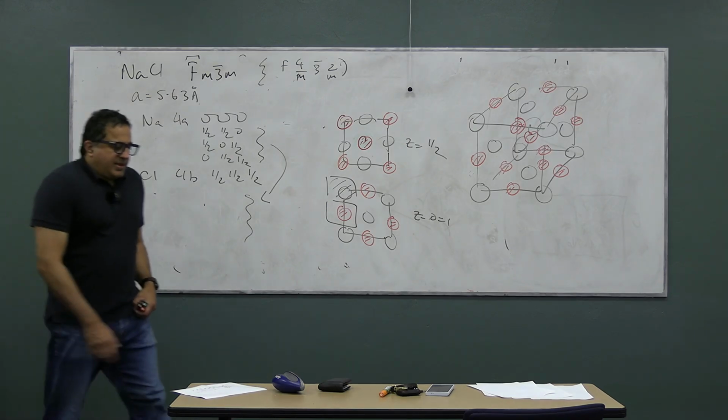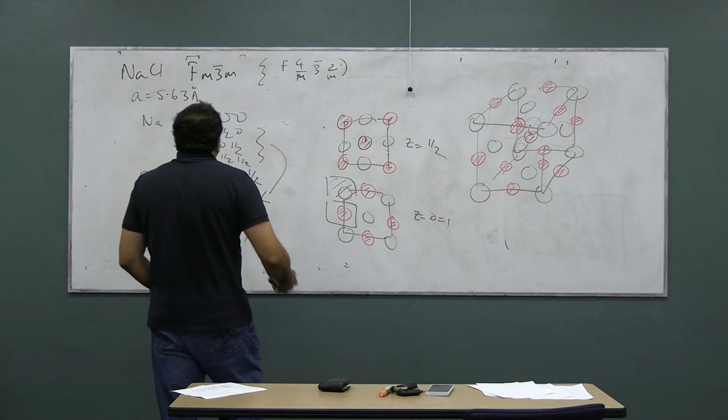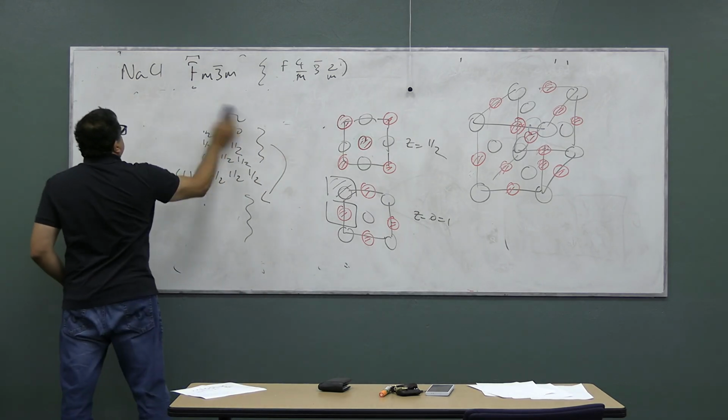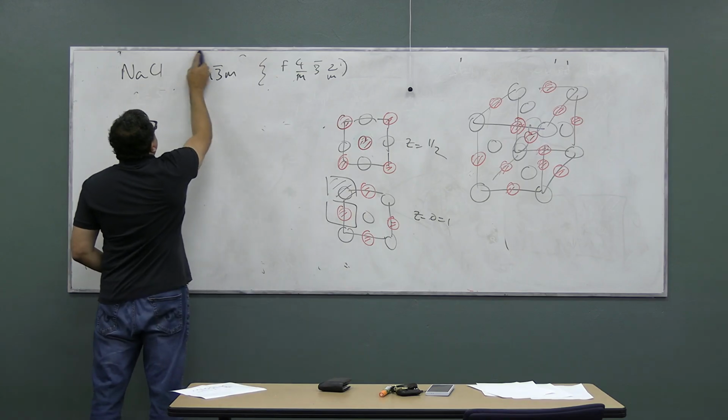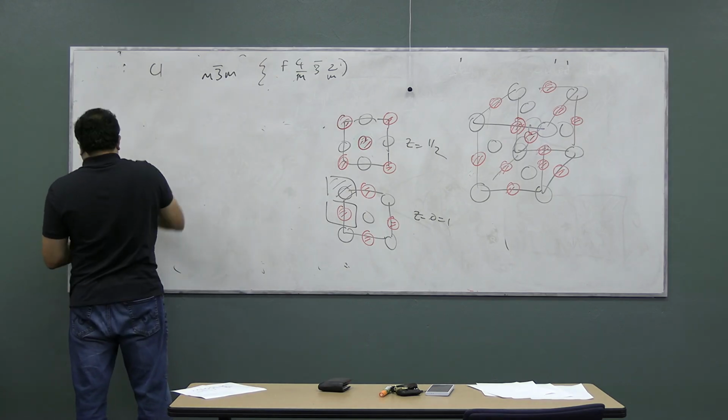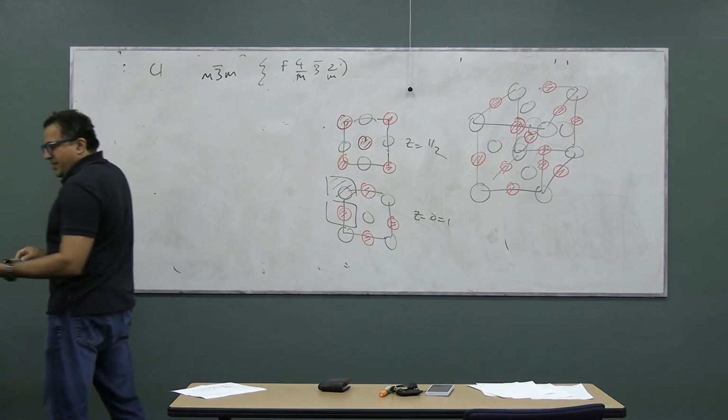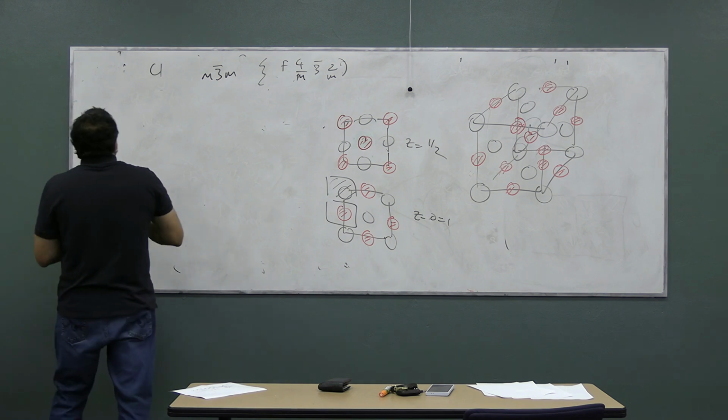Okay, good. Next, the cesium chloride structure. And this is actually in some ways even simpler. If you go to cesium chloride, the space group is now Pm3̄m. Pm3̄m. And where did we see this space group?